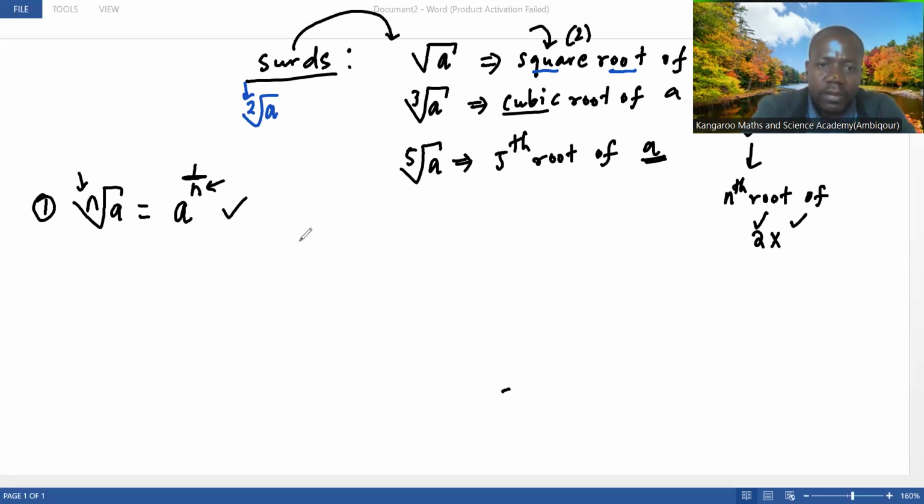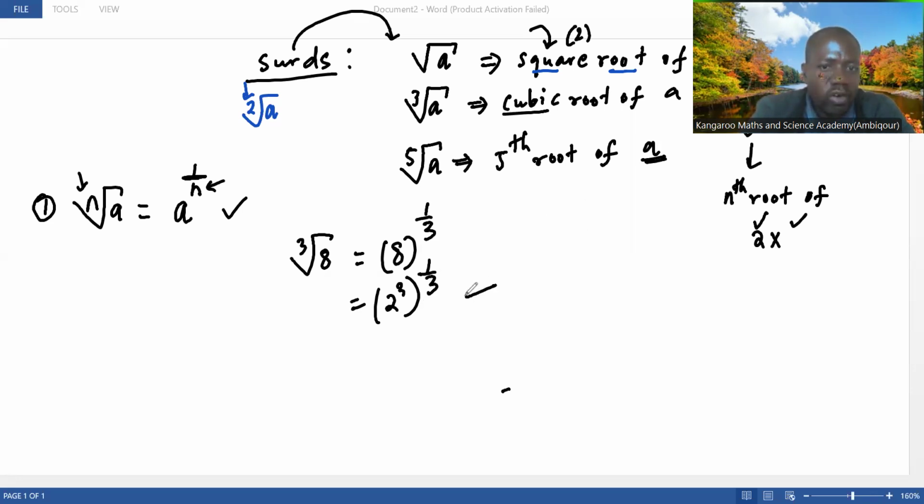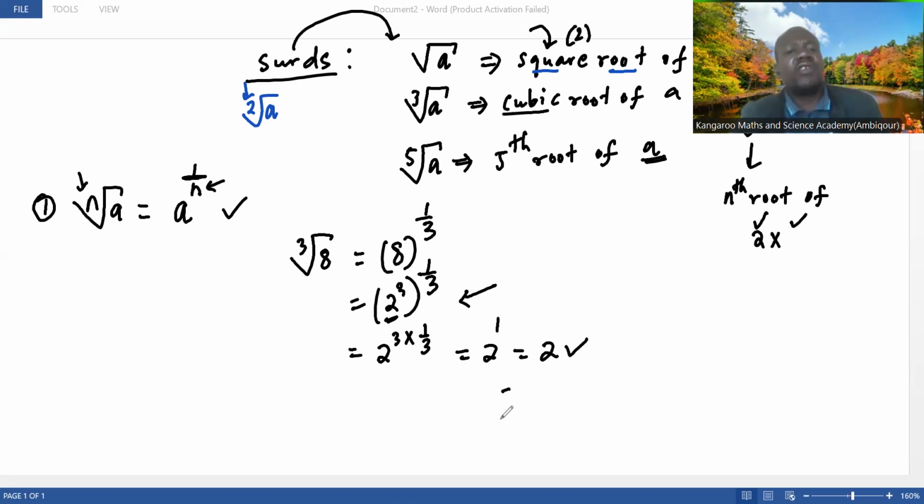For example, the third root of 8 is the same as 8 to the exponent of 1 over 3. But we know 8 is the same as 2 to the power of 3, because 2 times 2 times 2 is 8. But still, we are using that law that I said, law number 2, base with multiple exponents, very important in maths. So this is the same as 2 to the power of 3 times 1 over 3. So you see, 3 times 1 over 3 is just 1. So it means the final answer is 2. Very important.